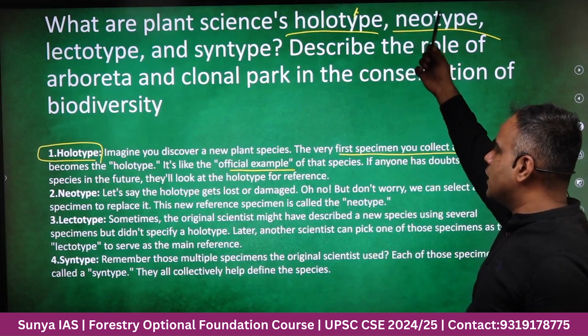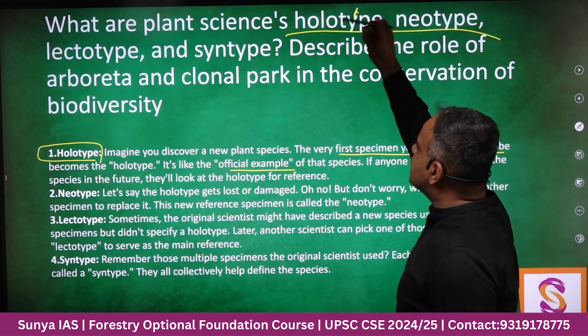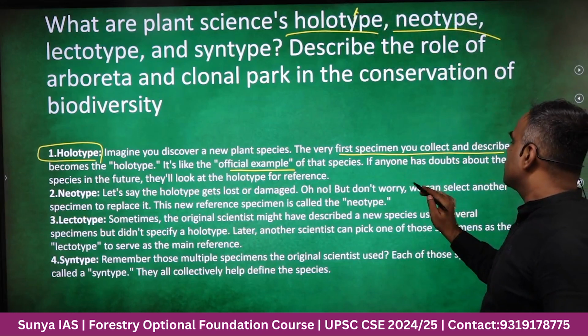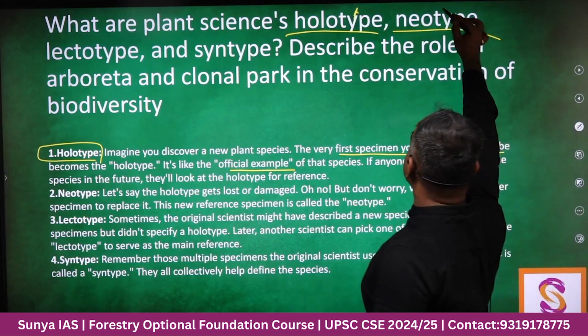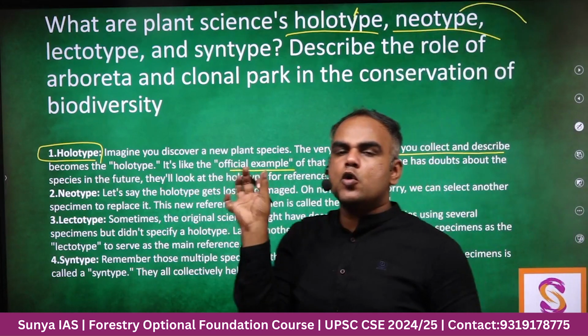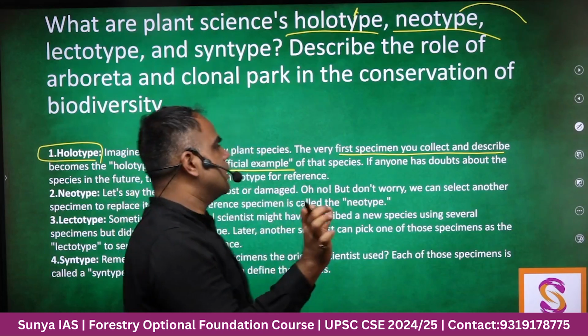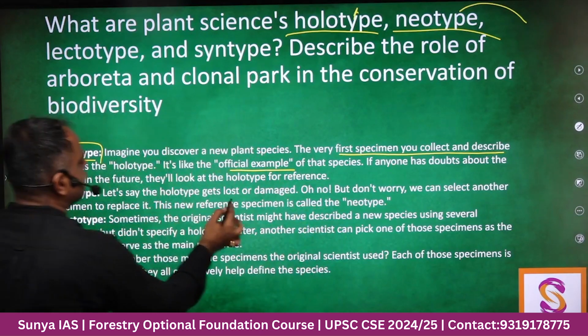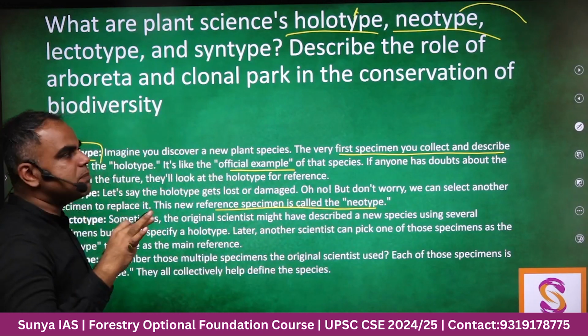So number one, this original specimen, or official example, is the holotype. Now if this gets lost or damaged, we can select another specimen to replace it. The name is neotype. Neo means new, so a new specimen that is chosen is known as a neotype.